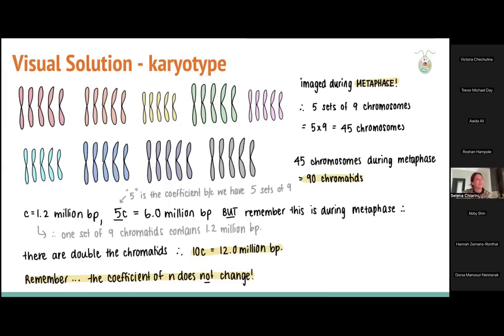Great. And then last statement says karyotype reflects a change from 5n to 10n. No, we just established that the coefficient of n is not changing in this case.